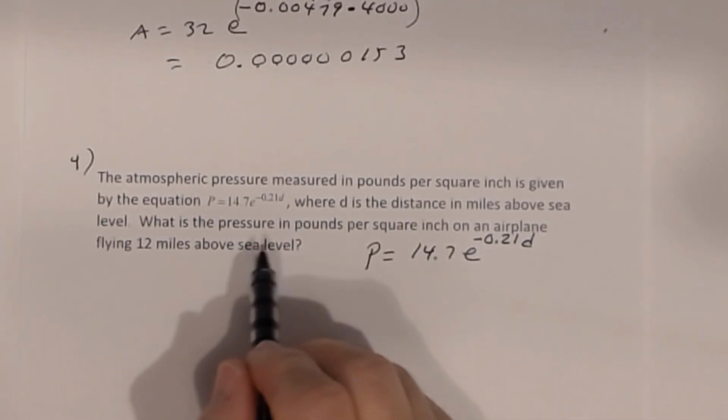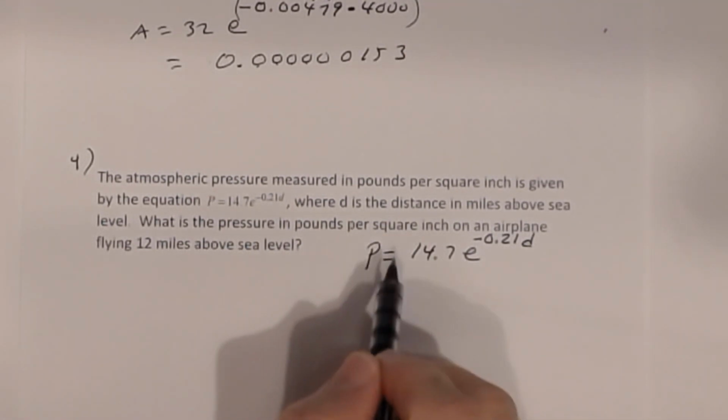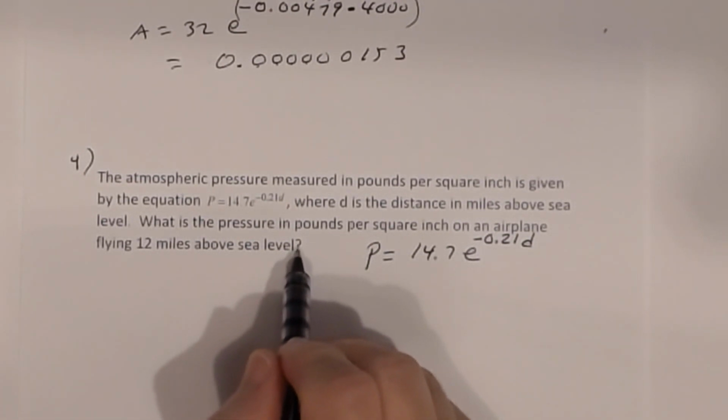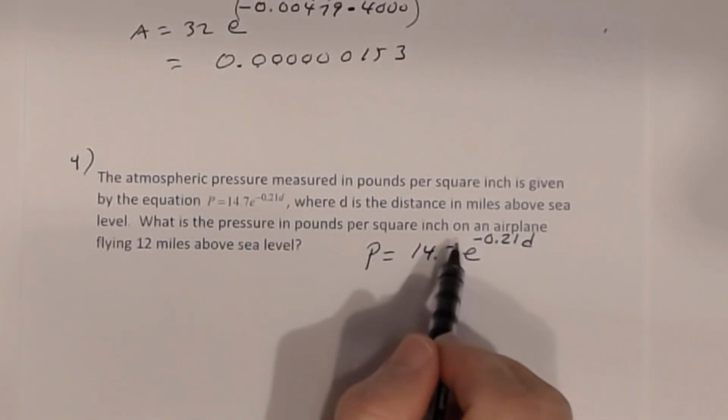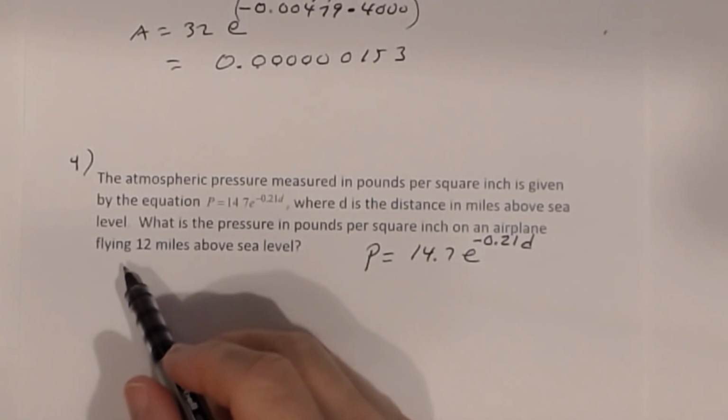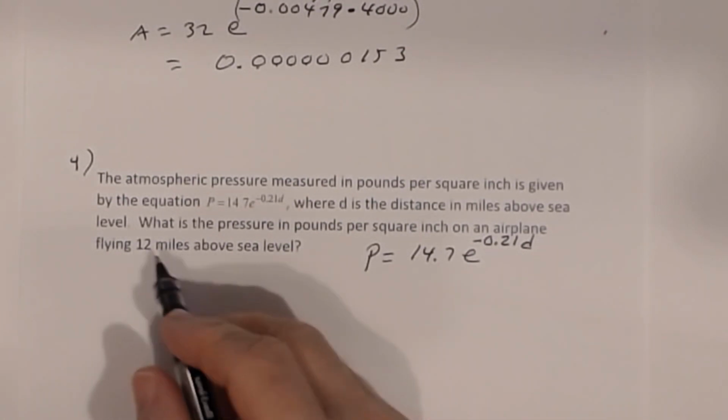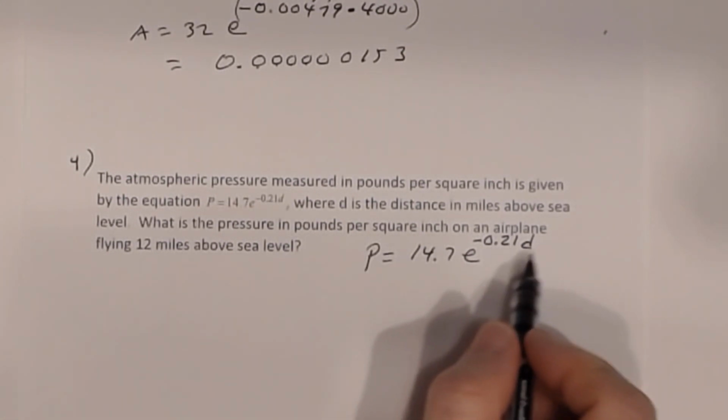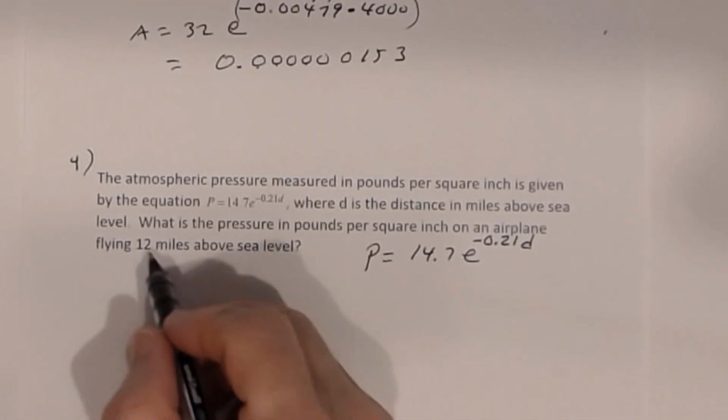All right, and so the question is, what is the pressure? So you're solving for P. What is the pressure in pounds per square inch on an airplane flying 12 miles above sea level? So remember, D is the number of miles above sea level, so this is D right here.